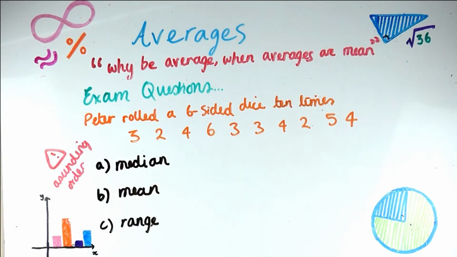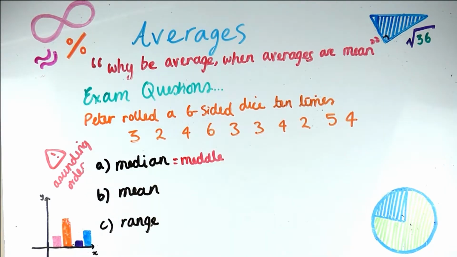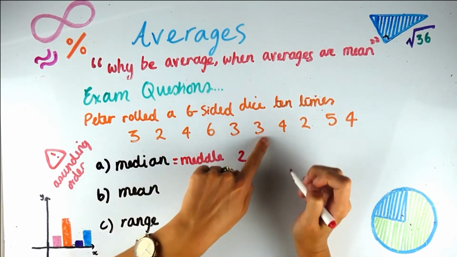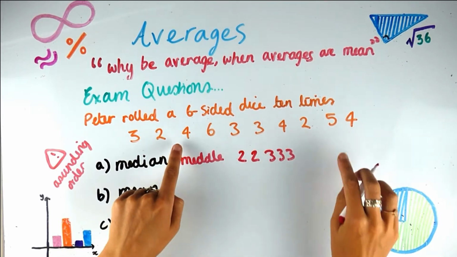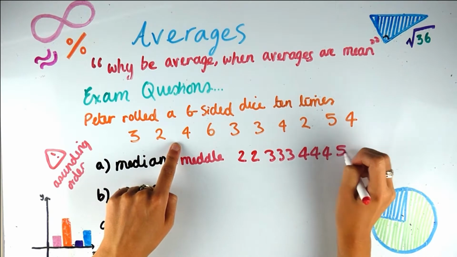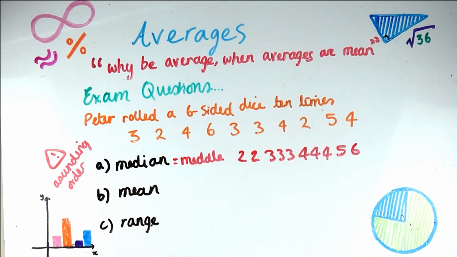So let's start with median, which we know equals middle. So if we put them into ascending order, so we have 2, 2, 3, 3, 3, 4, 4, 4, 4, 5, 6. Okay, so I've got them all. And now let's just find the middle value.